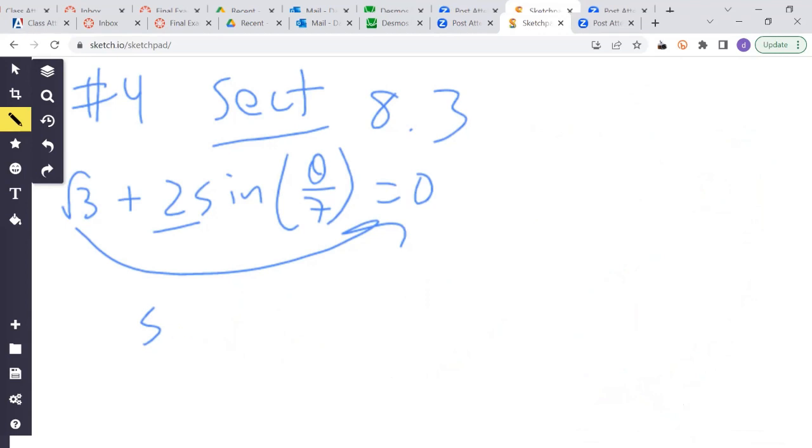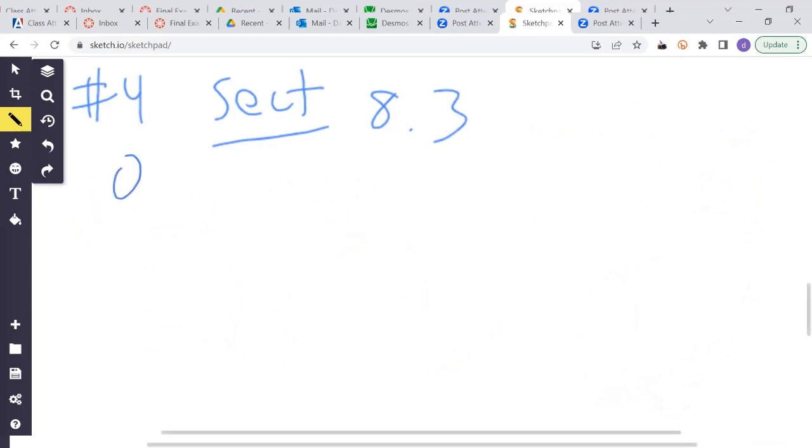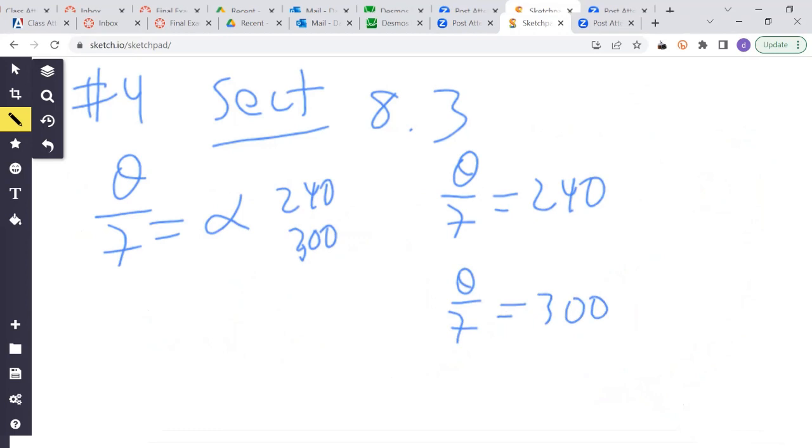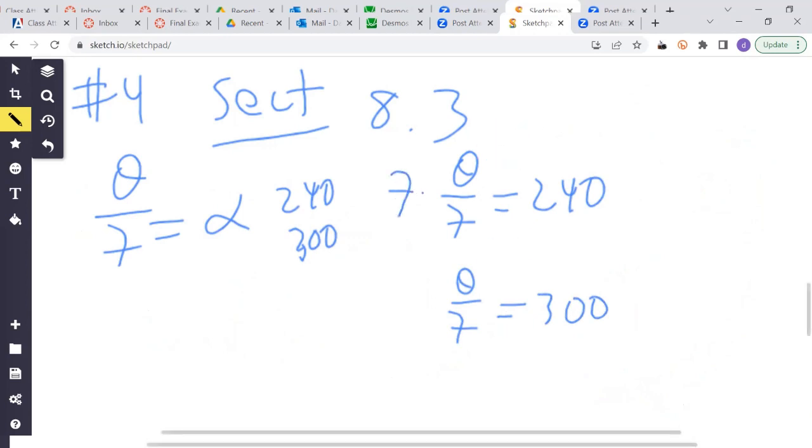Let me get some space for us here. So right now, we have theta over 7 equals alpha, but alpha can be 240 or 300. So two setups, like this here, or like this here. Now, solve for theta, because theta is the goal. So let's see, multiply this side by 7. Multiply this side by 7.